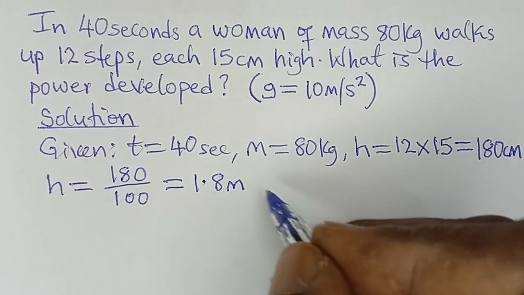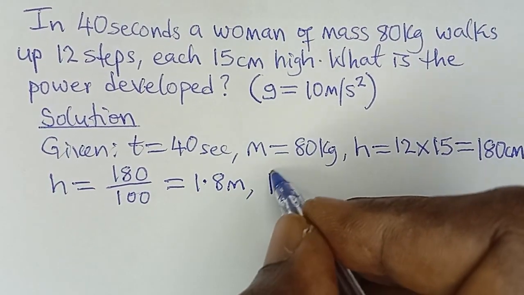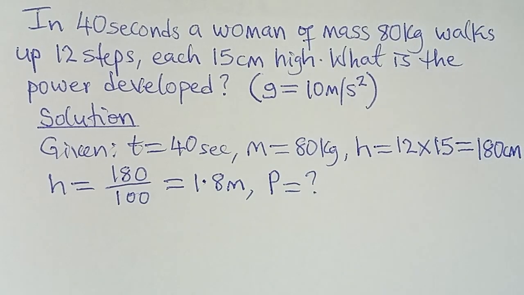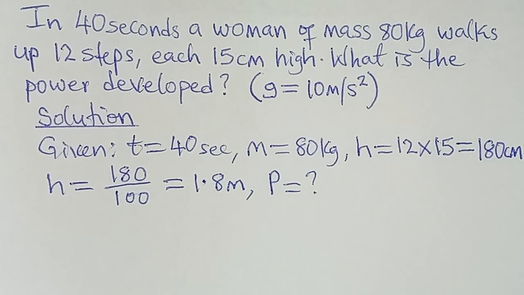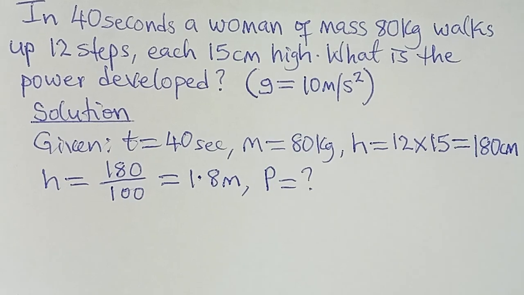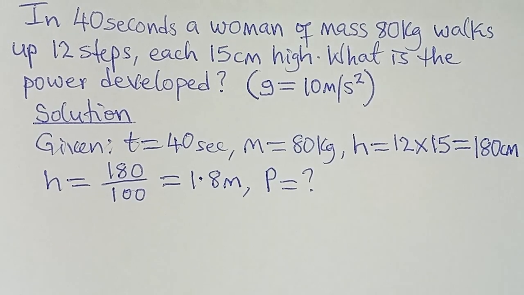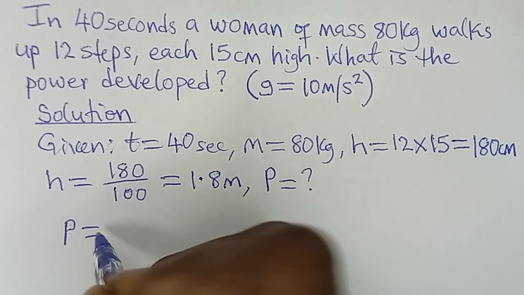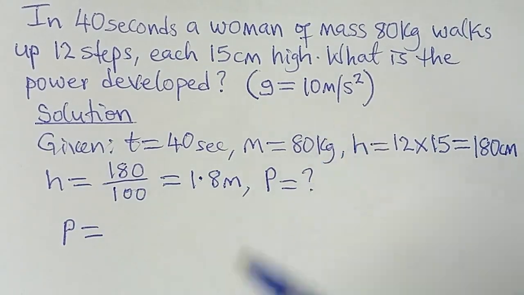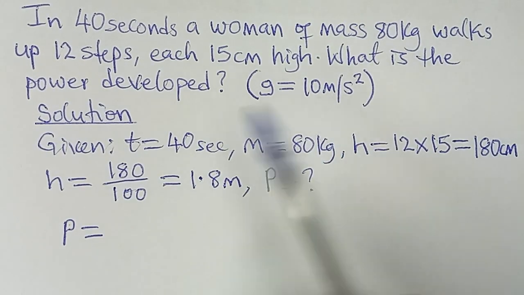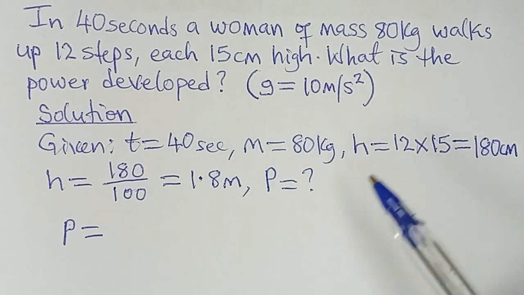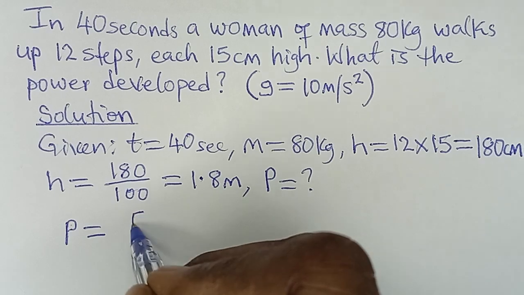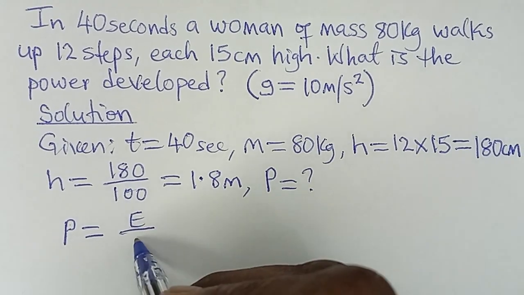And then we are asked to calculate the power. Let me use letter P for the power. Now, for us to do this, we have to recall the formula for power. Don't forget the formula for power. Let me use P is equal to, you can use work done over time, but in this case, we can see that energy is in process here. So the formula for power is energy all over time.